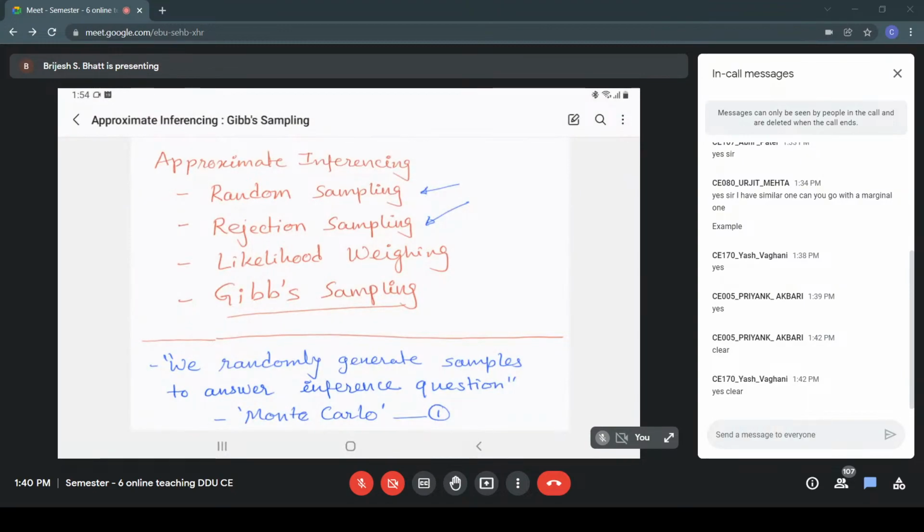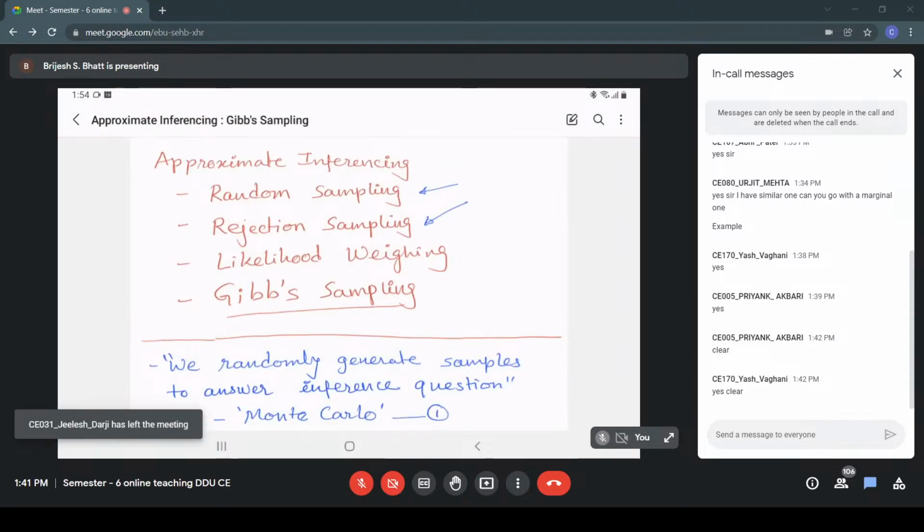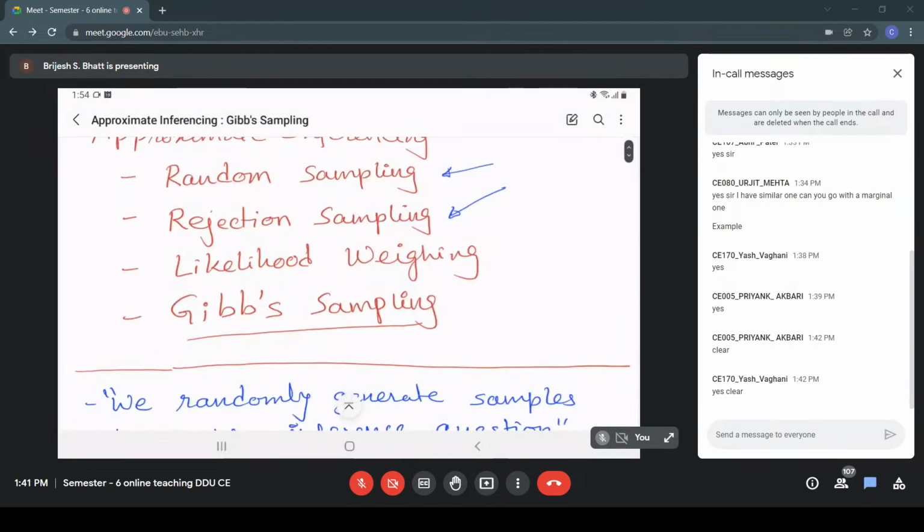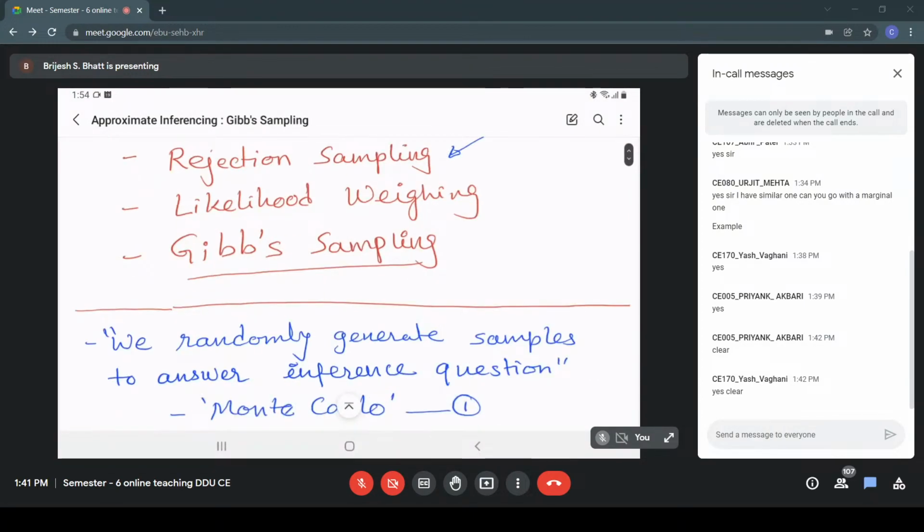Okay, so let's try to see what we discussed so far. We were talking about approximate inferencing techniques, where we talked about random sampling, rejection sampling, likelihood weighting, and now we are going to talk about Gibbs sampling. So we did one thing: we randomly generate samples to answer inference questions. This is what we have done in random sampling, rejection, and likelihood weighting also. And from your algorithms course, you know that the kind of randomization that we have used is Monte Carlo. Right?